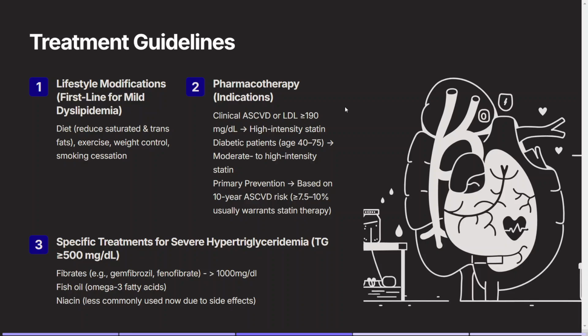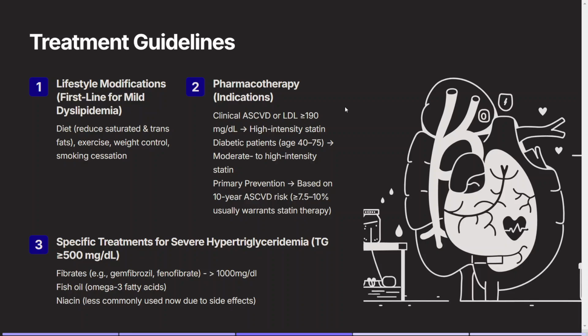And in primary prevention, when you calculate the atherosclerotic cardiovascular risk, if it's more than 7.5, we no longer use 10%. Once it's more than 7.5, you start with statin prophylactically. So these three things, you need to remember them. They are very frequent points for exams.